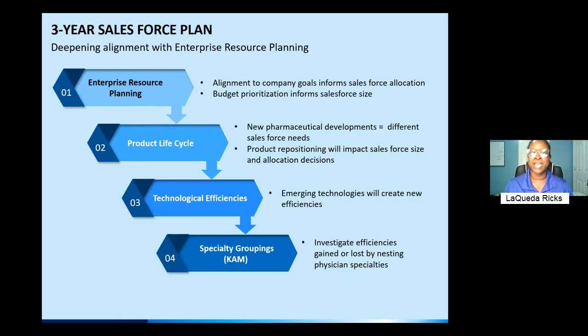Just because there is an advantage to the particular mix of sales staff among products or physician types does not mean the company budget is enabled to prioritize those decisions. Budgets reflect priorities, and a 3-year sales force plan must be connected to enterprise resource strategy.